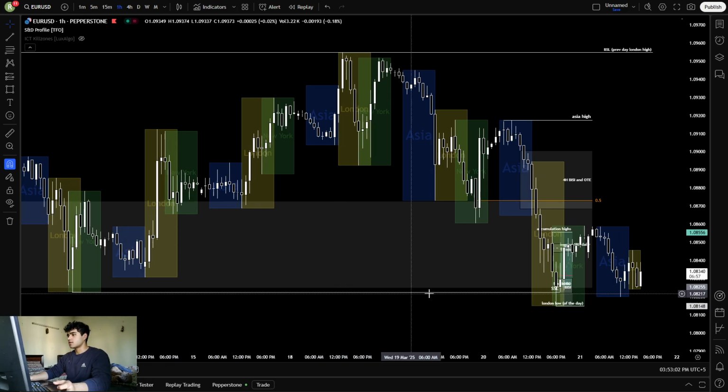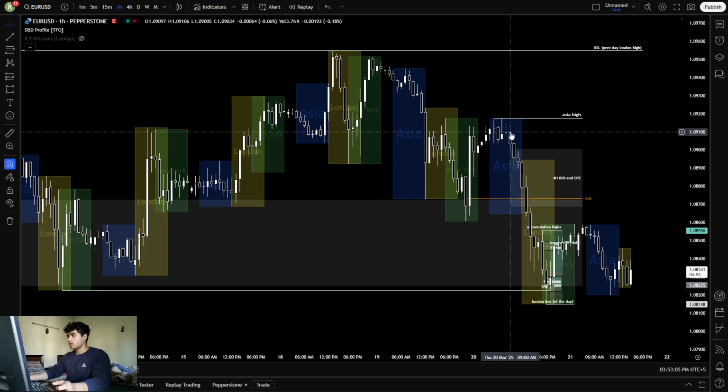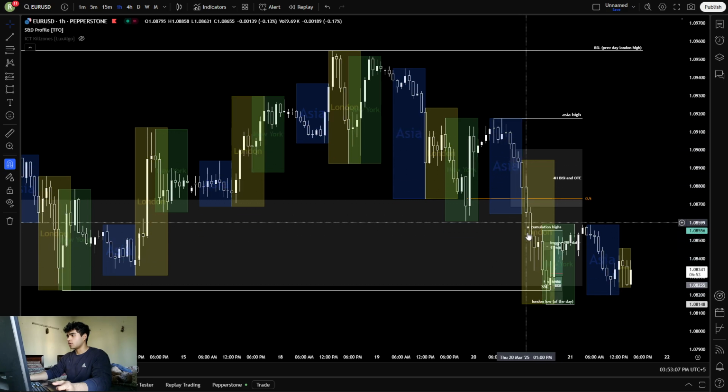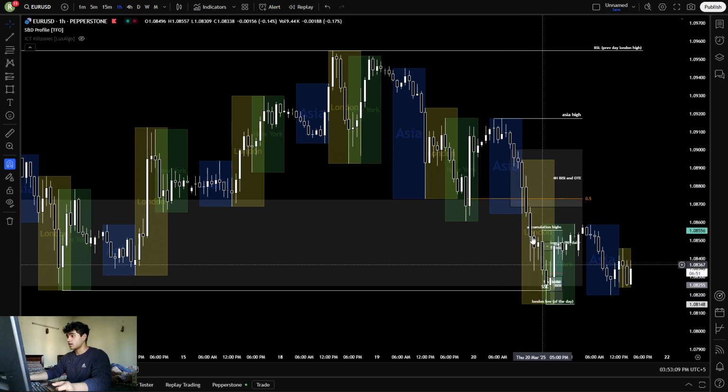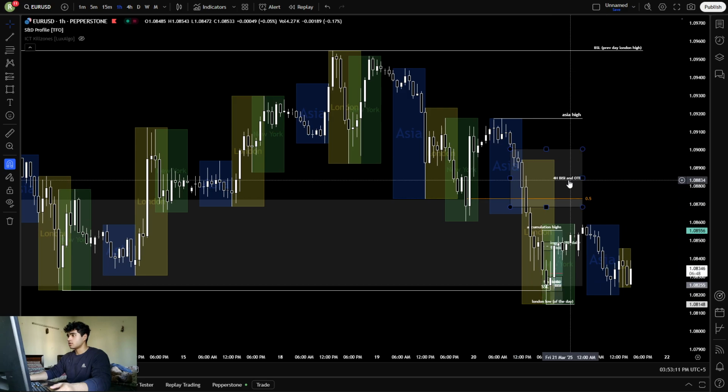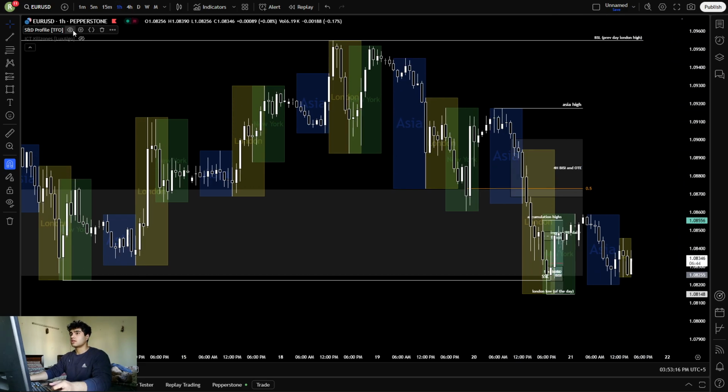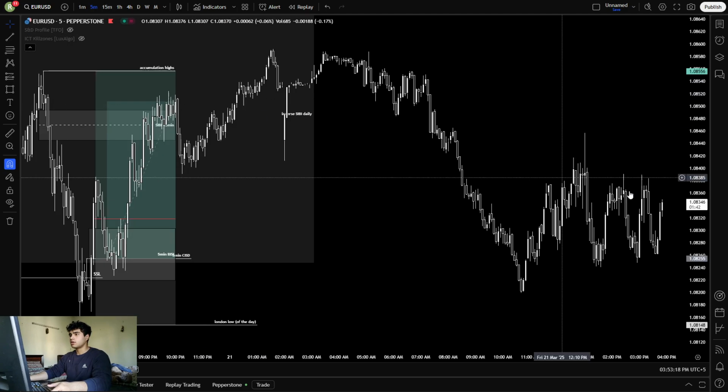So I was expecting some sort of a retrace back into the inefficiencies and into the equilibrium of this range right here, right? Asia and London range. That's why I marked the 4 RBC and OTE. So that's exactly sort of what happened.